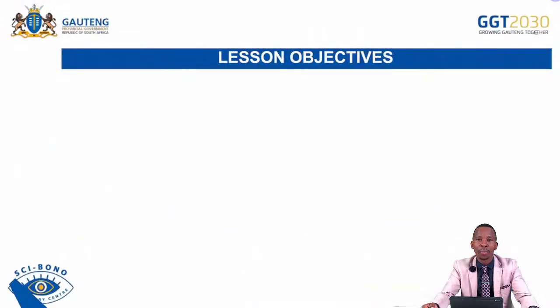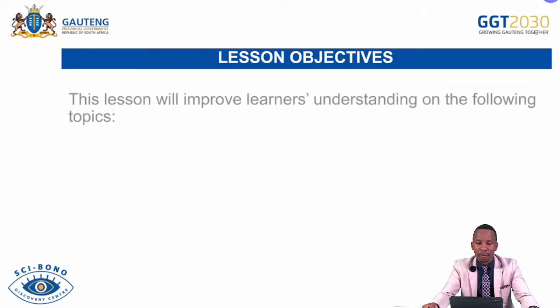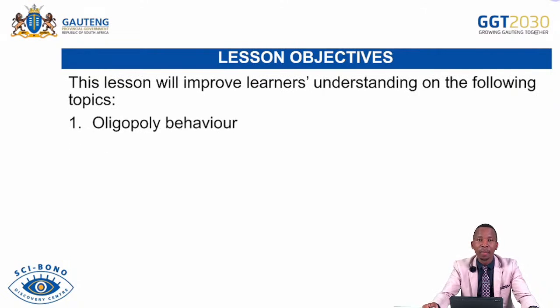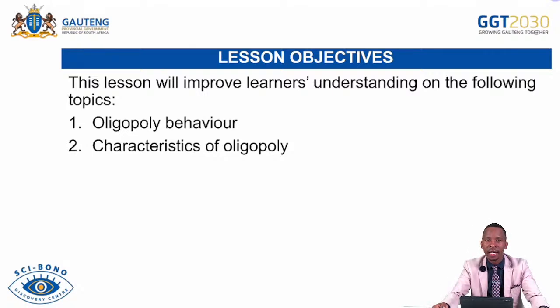So these are the lesson objectives for today. They will assist you to understand the oligopoly behavior. We will break down the oligopoly behavior and explain how it behaves as compared to other market structures that we have. You will know characteristics of oligopoly, which are very important because as per your examination guideline, they appear as an essay together with their demand curve. So they will be explained thoroughly.